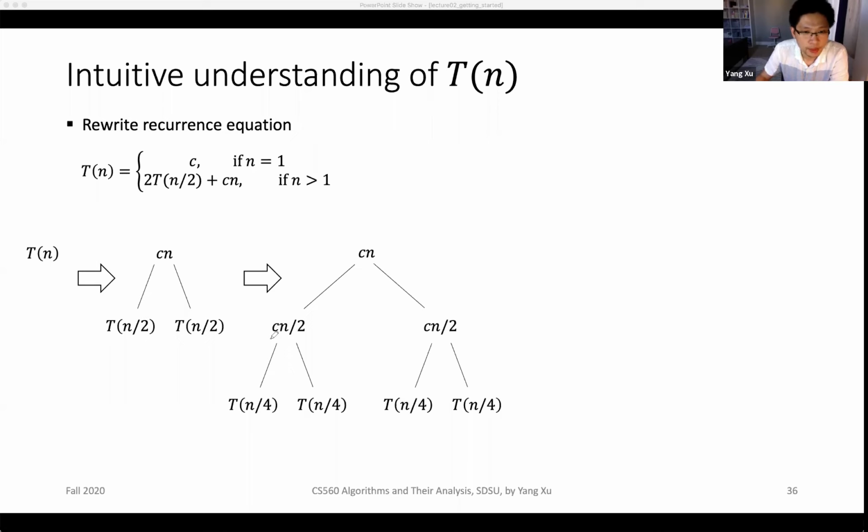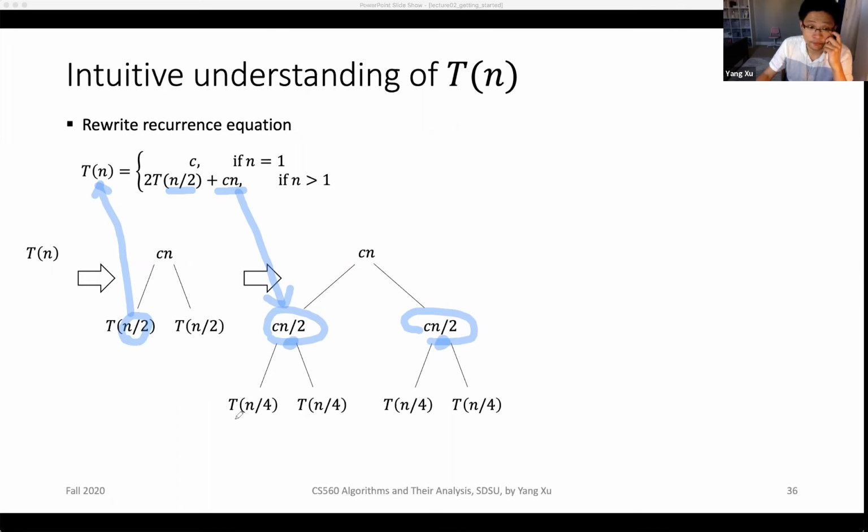So how do we get the C times n over 2? We simply substitute n over 2 into the recurrence equation here. If we let n be n over 2, then here it becomes n over 4, and here it becomes C times n over 2. This is why we have C times n over 2 here. It becomes a new node, and the same value for here. And the subproblems become size n over 4, the problem of solving even smaller subproblems.